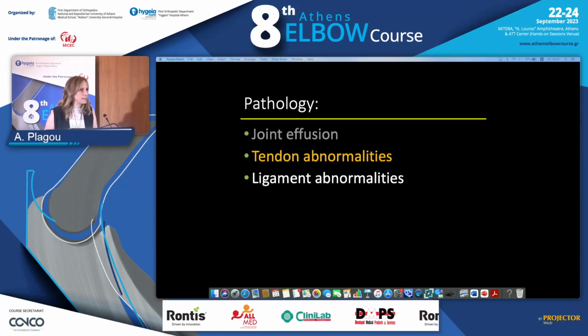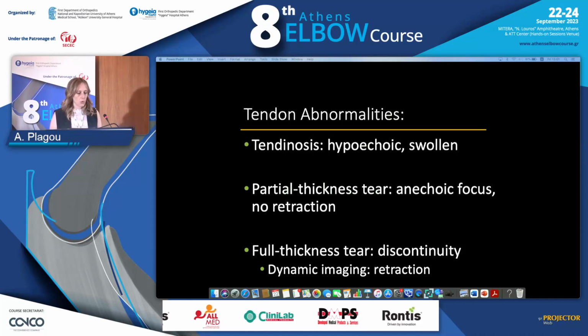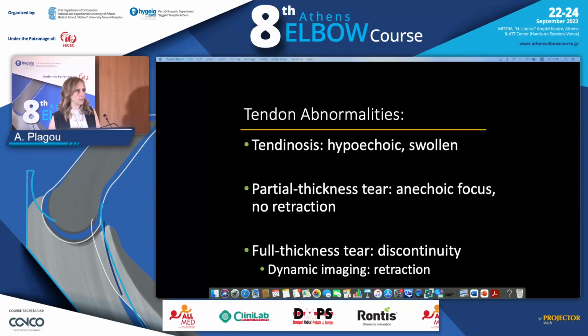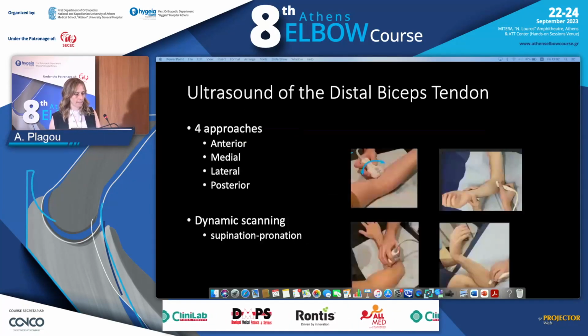Tendon abnormalities are going to be the main focus of this talk, and especially the distal biceps tendon. So we can, of course, diagnose tendinosis. We can see the tendon hypoechoic and swollen. We can find positive Doppler signal. But we can also very nicely differentiate partial thickness from full thickness tears.